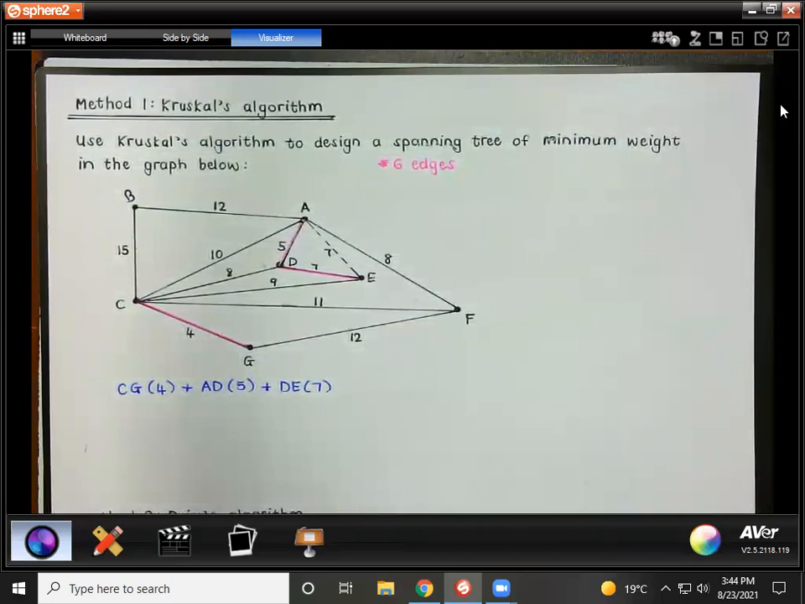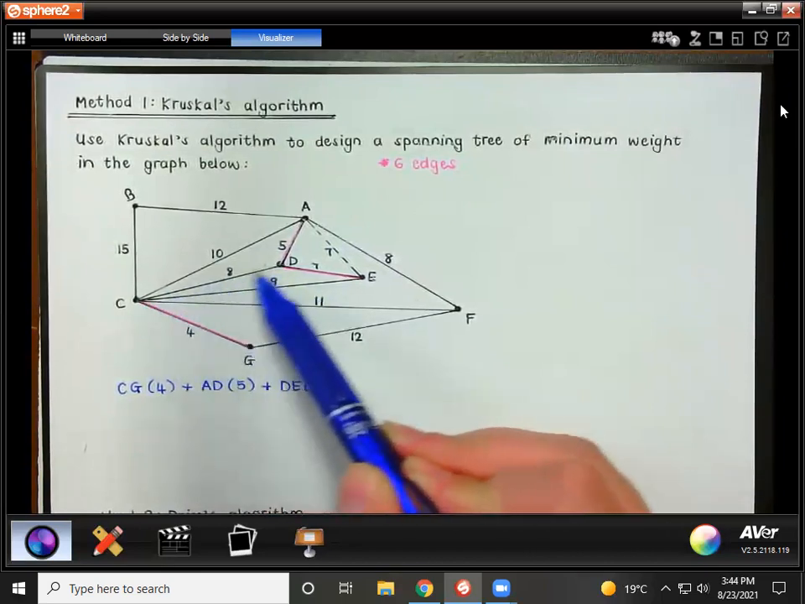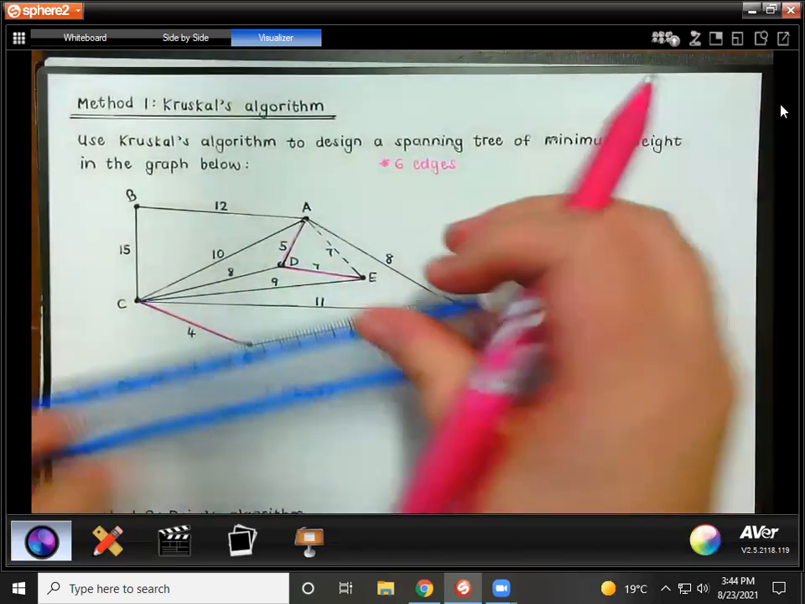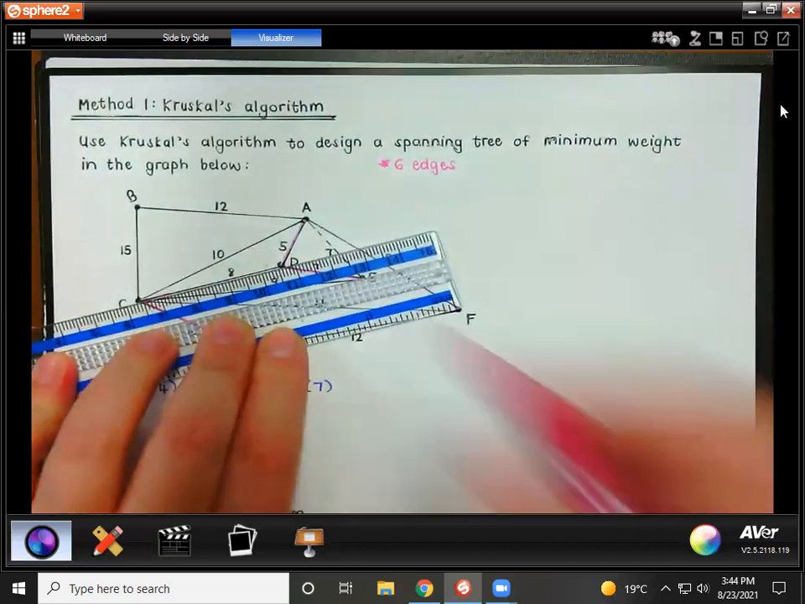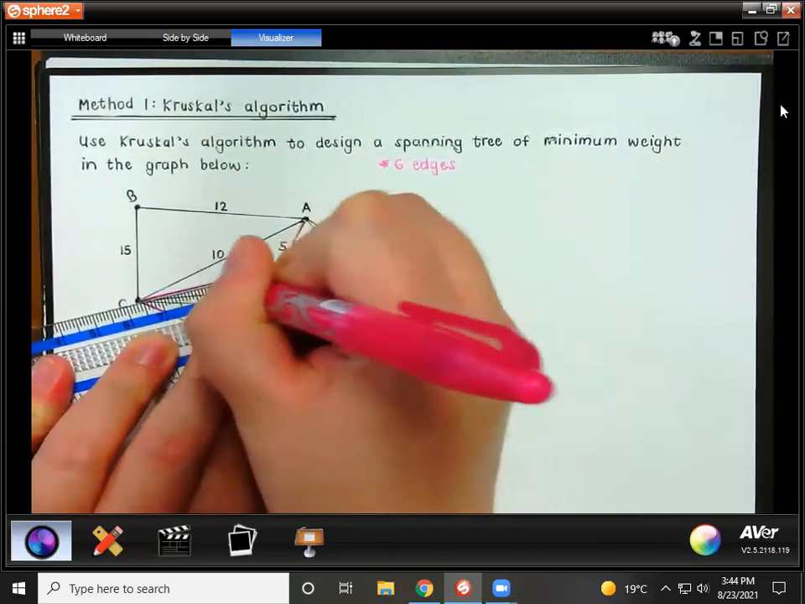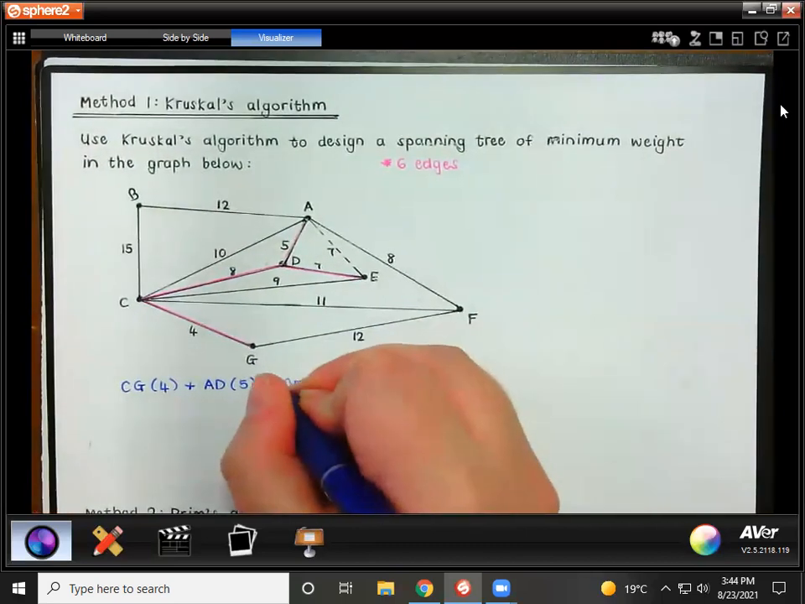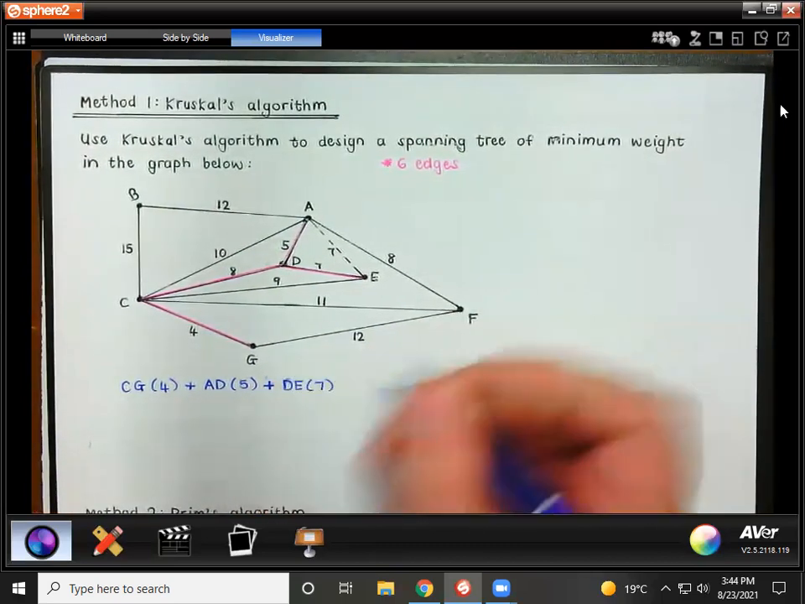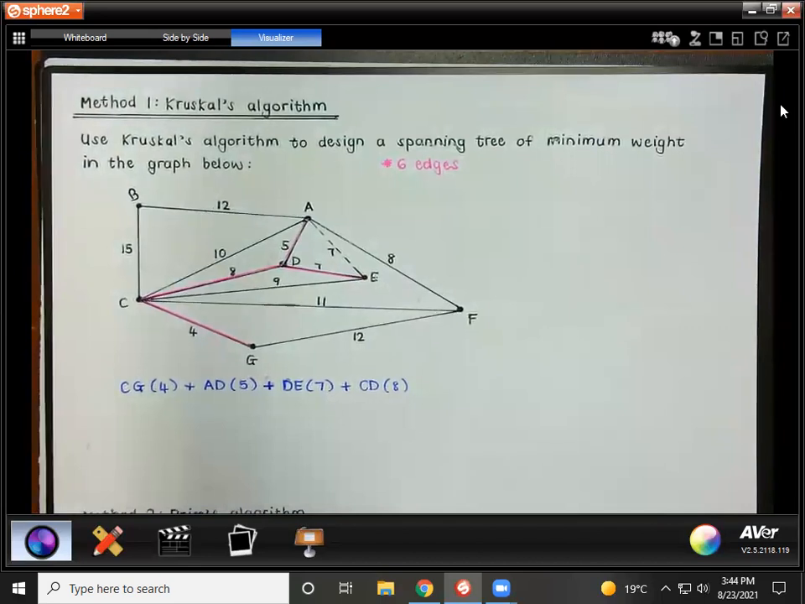Now after 7, which one comes next? 8. There are 2 of them with a weight of 8. So CD, let's see, can I add CD without creating a circuit? Yes, so let's do that. We are connecting CD. I'm adding CD to my tree, which is 8.